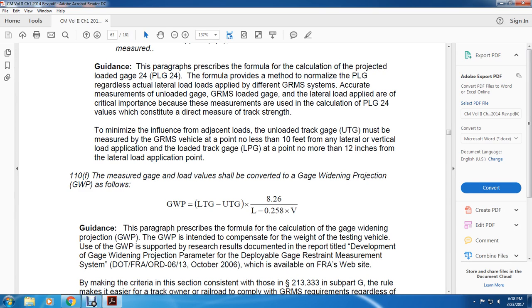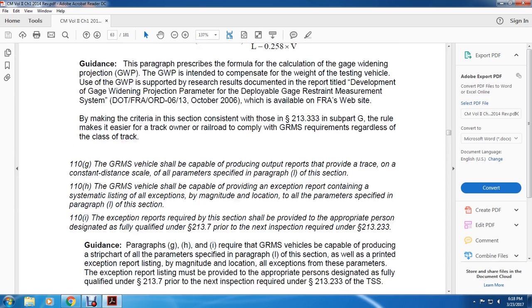The gauge widening projection, GWP, without load equals LTG minus UTG, times 8.26 L minus 0.285 minus V.